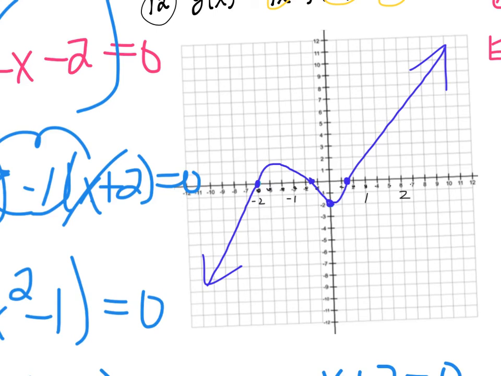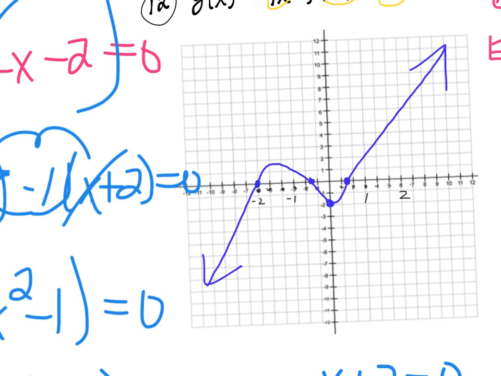Yes, ma'am. Why is there 4 dots? Sorry, there's one. We have 3 x-intercepts, and then we plotted the y-intercept. Oh, right. The last one, the y was 0, so it was also an x. Right. There's 2 bumps, but there's 4 dots, so it's confusing.